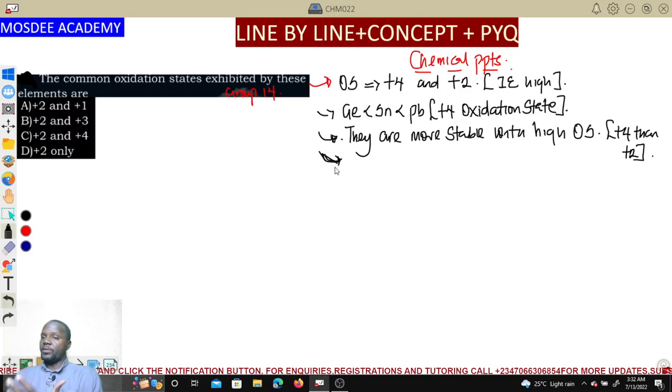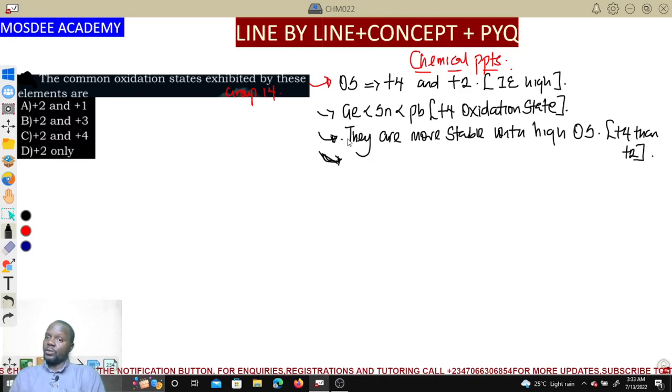Now, some chemical properties of group 14 elements: their high ionization enthalpy, or ionization energy, makes them exhibit two oxidation states, that is plus 2 and plus 4. Carbon can also exhibit plus 4 oxidation state, but it's difficult for carbon to be in plus 2 oxidation state. And the reason is the lack of d and f orbitals. So note that.